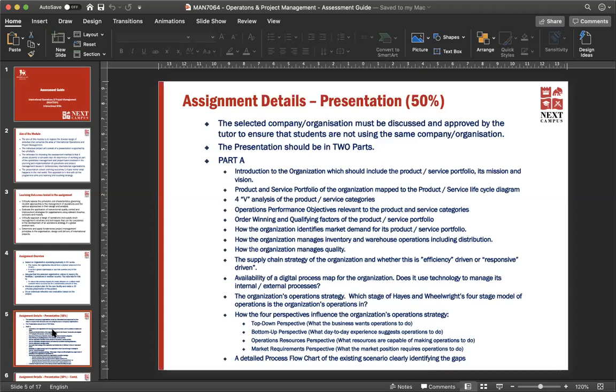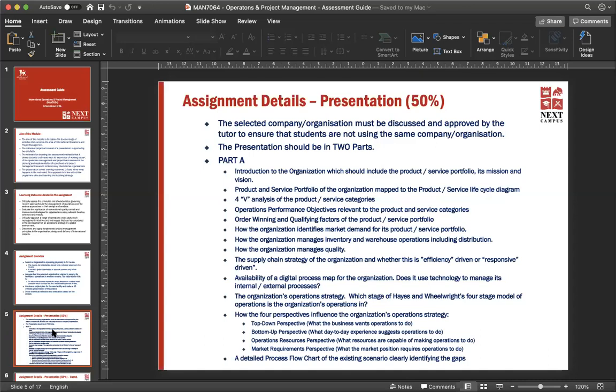So part A, the first thing that you should do is introduce your organization, right? So introduction to the organization, which is introduce what your product portfolio is. If it is a service organization, what your service portfolio is, its mission, its vision. So that's probably one slide. Remember, there is no restriction to the number of slides that you are allowed to use, but your presentation should be limited to 20 minutes, right?